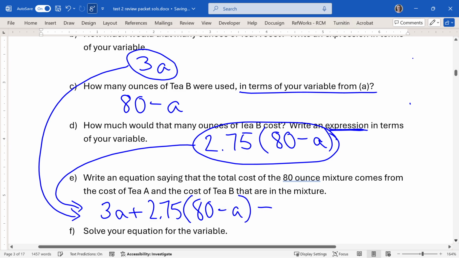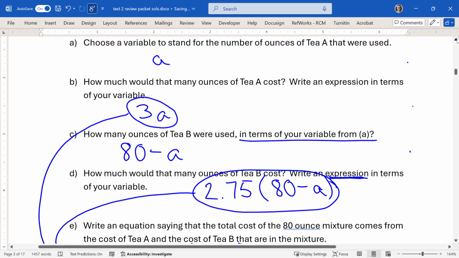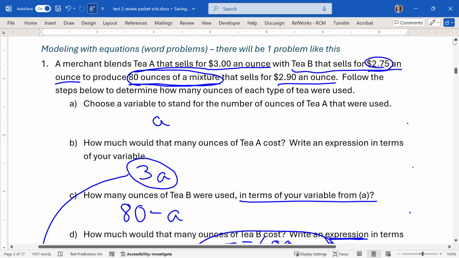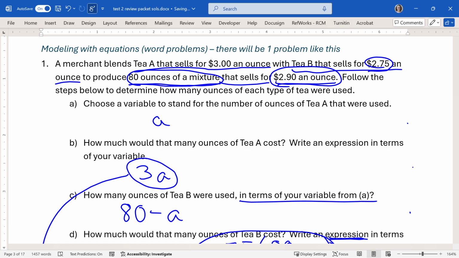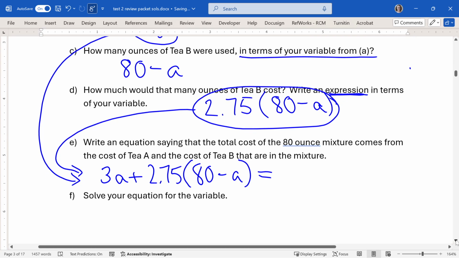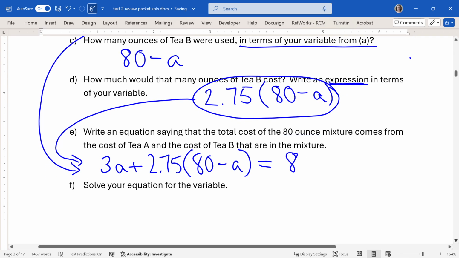And then on the other side, we need some other information. So let's go back to the description and see what else we can find here. Okay, so we already used that, 80 ounces of the mixture. Okay, look here what I found that we didn't use yet. The mixture sells for $2.90 an ounce, and we know that there's 80 ounces of it. So from that, we can figure out the total cost of the mixture, right? It's just 80 times $2.90. So then we can put that on the other side of our equation, because that's another way of writing the cost.